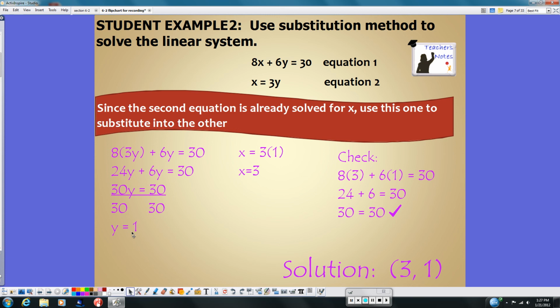Since I know what y equals, I use either equation and put the 1 in for the y to solve for the x. I've chosen to use the second equation. x equals 3 times the 1 for the y, so x is equal to 3. And then we check our solution. I've chosen the first equation this time, so I have 8 times 3 for x plus 6 times 1 for y, and see if that equals 30. 24 is 8 times 3, 6 times 1 is 6, so 24 and 6 gives me 30, and 30 equals 30, so it checks. My solution is (3, 1).